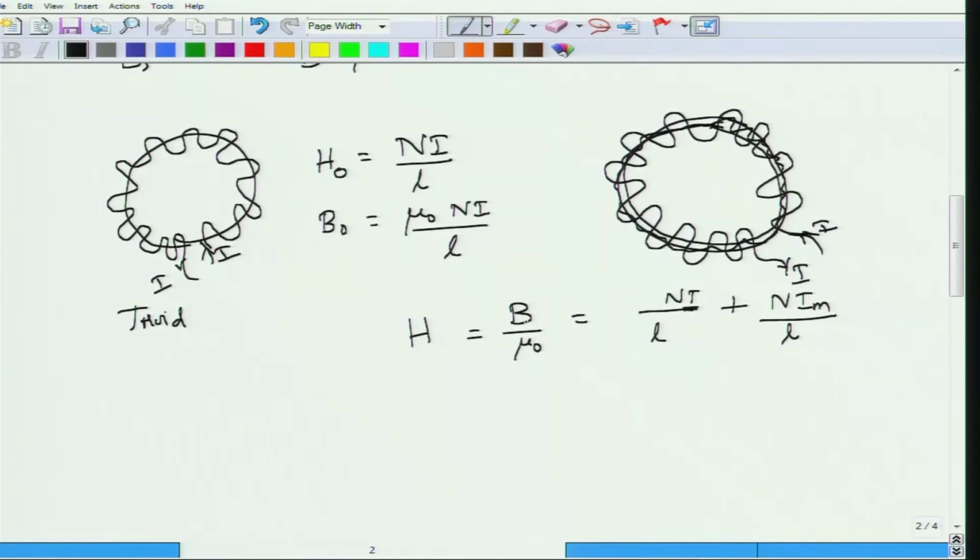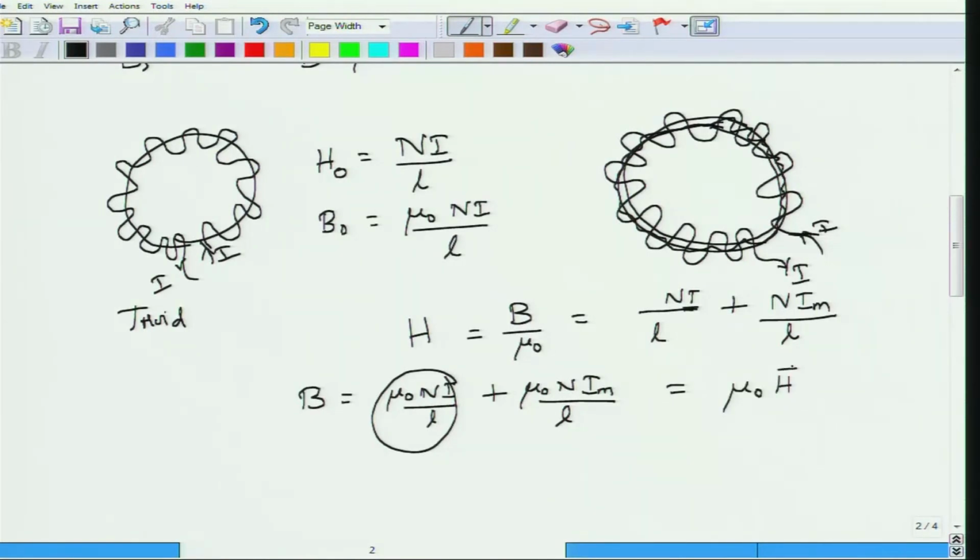This H field will be equal to B by mu 0. We assume that this H and B are still characterized by this mu 0. Of course, we will find that this is not exactly the same as H0 and B0. So, H is B by mu 0, and this particular expression will give you B as mu 0 Ni by L, no surprise here, but you also get mu 0 Nim by L. Now, we know that B and H must be related in a certain way, and this mu 0 Ni by L, we have already seen that it is equal to the H field.